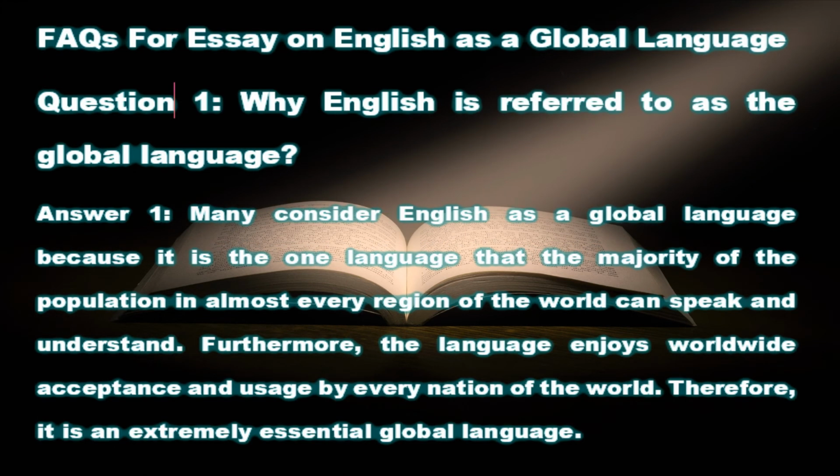FAQs for essay on English as a global language. Question 1. Why is English referred to as the global language? Answer 1. Many consider English as a global language because it is the one language that the majority of the population in almost every region of the world can speak and understand. Furthermore, the language enjoys worldwide acceptance and usage by every nation of the world. Therefore, it is an extremely essential global language.